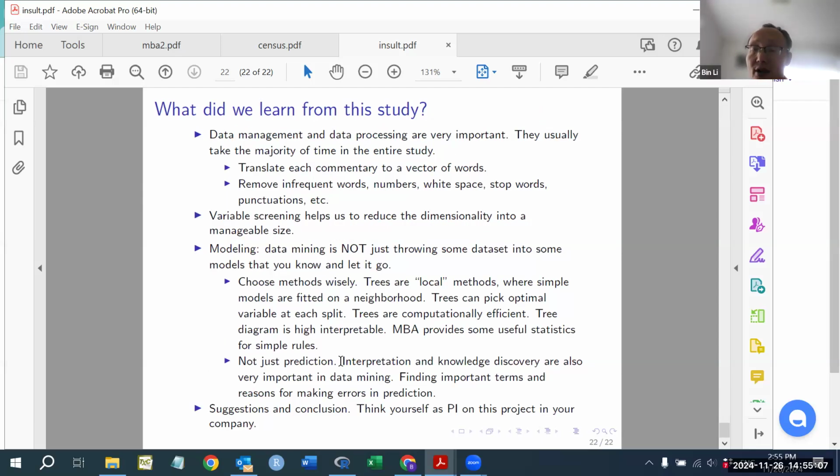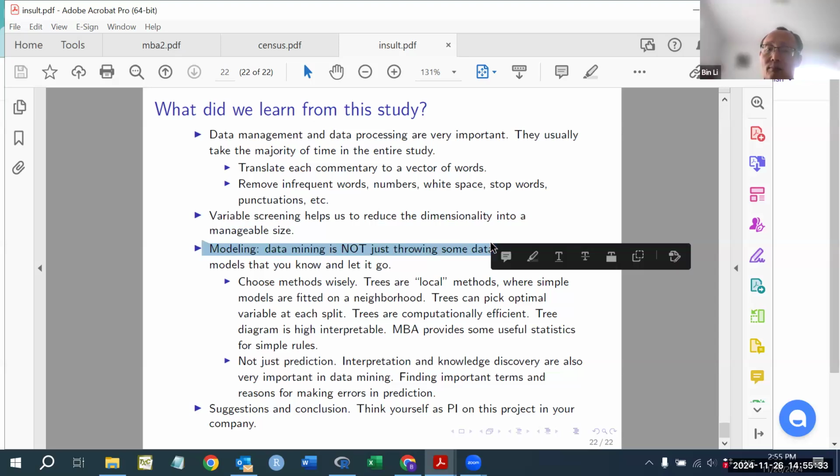So what do we learn from this case study? First, data management and data processing are very important. Next, sometimes if we have very high dimensions, we also need to consider variable screening to reduce the dimensionality to a manageable size. Then the third one is modeling. So data mining is not just throwing some data set into some models that you know and letting it go. Okay, so we have to choose the model wisely.